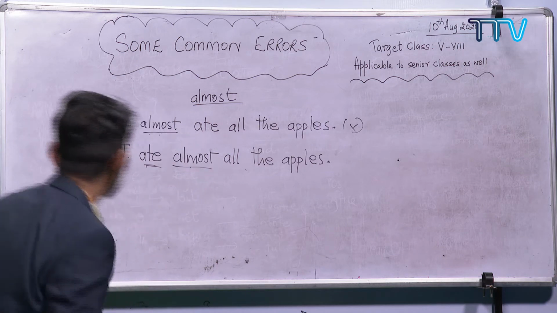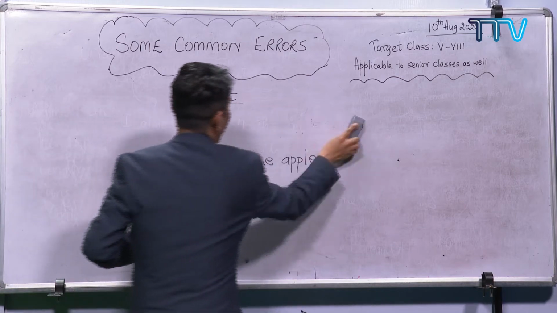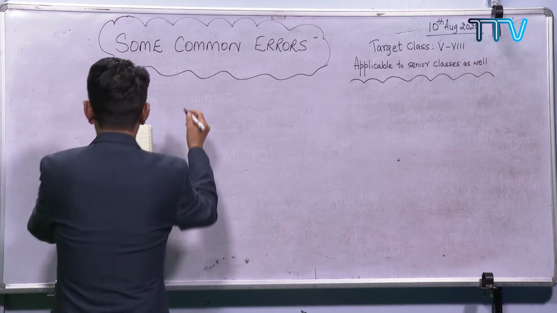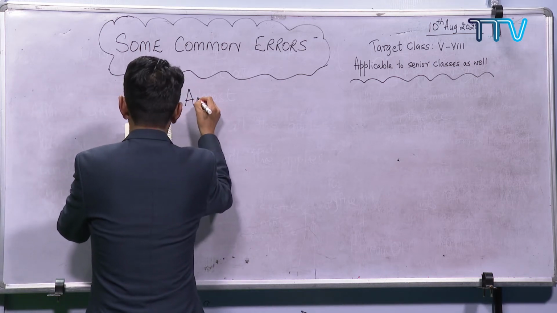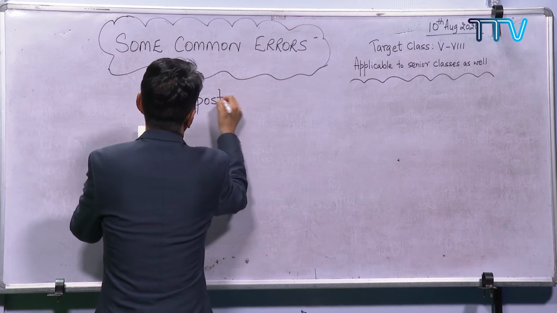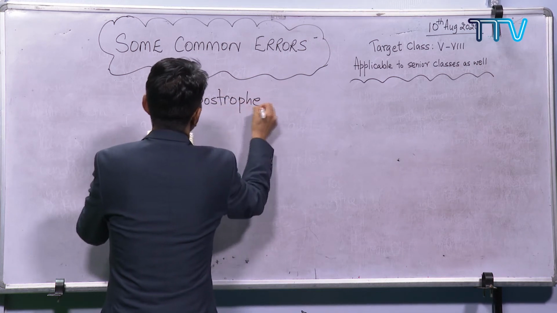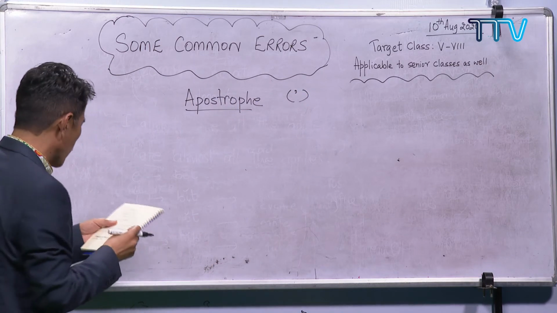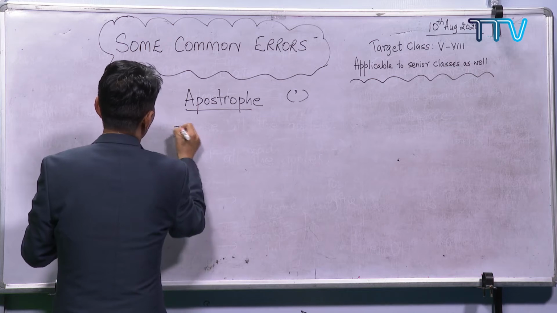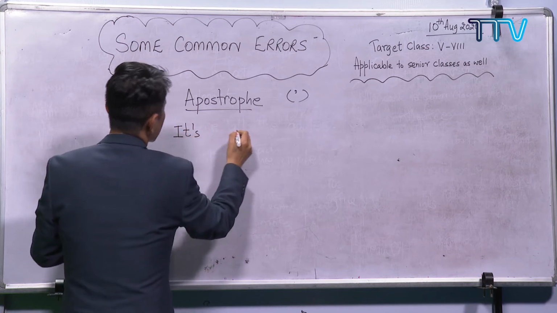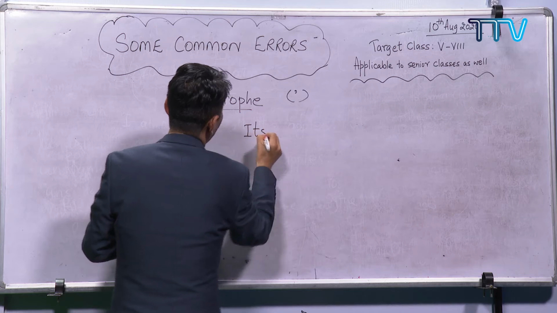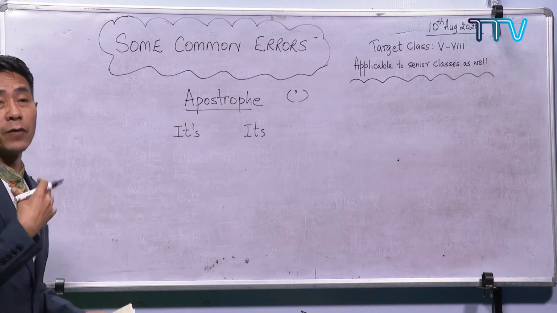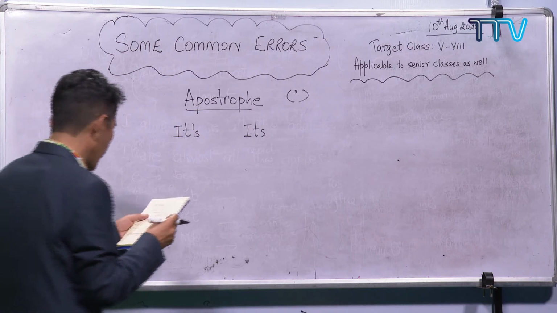And the second one is, I'm just talking about the apostrophe. I'm just going to go through this very quickly. So, mistakes and errors related to the apostrophe. We use this sign. For example, we have some confusion between it's and its. I'm sure you have some confusion, and because of this confusion, sometimes we make mistakes. I also make mistakes.